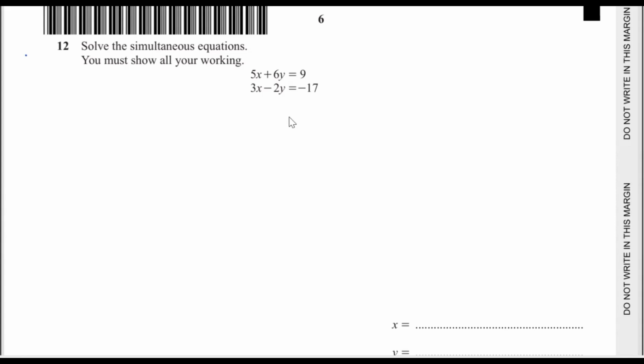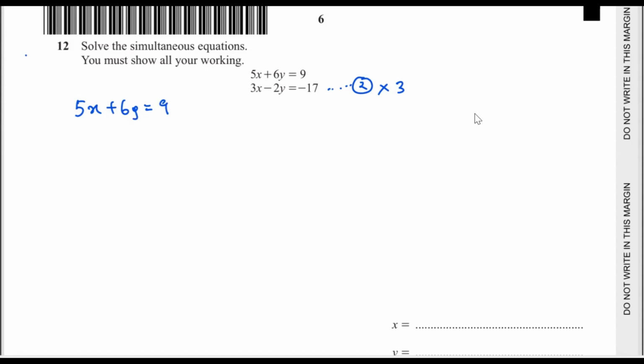We are to solve this simultaneous equation here. And you will observe that, depending on what you want to eliminate, I want to eliminate y. And so here, this second equation, I'm going to multiply by 3, so that I can get 6 and eliminate it with the first. So the first equation, I have 5x plus 6y equals 9.